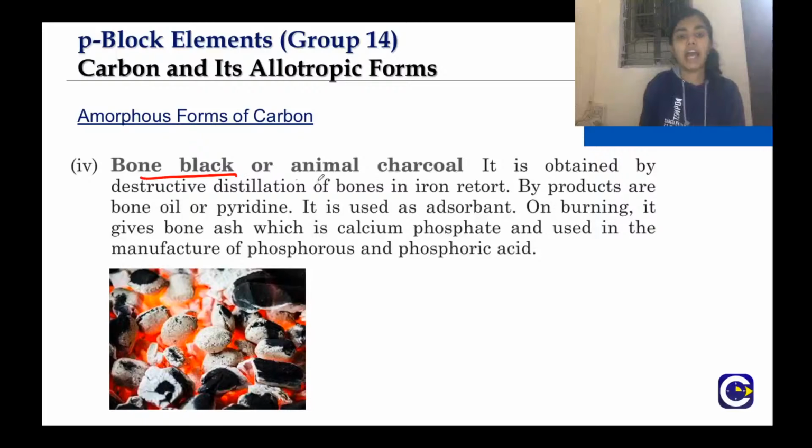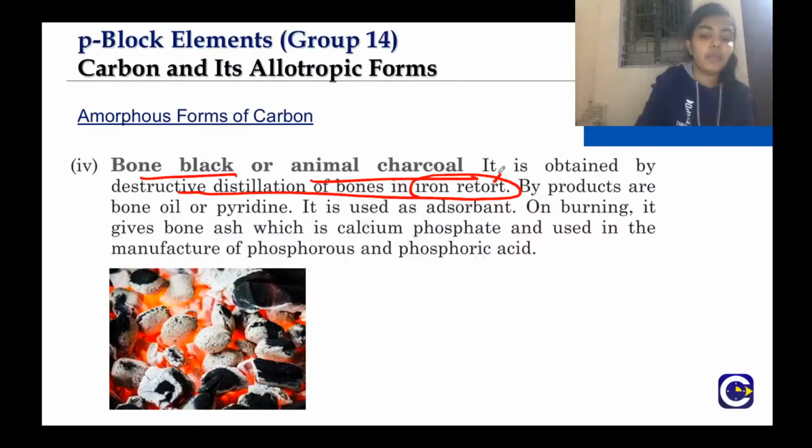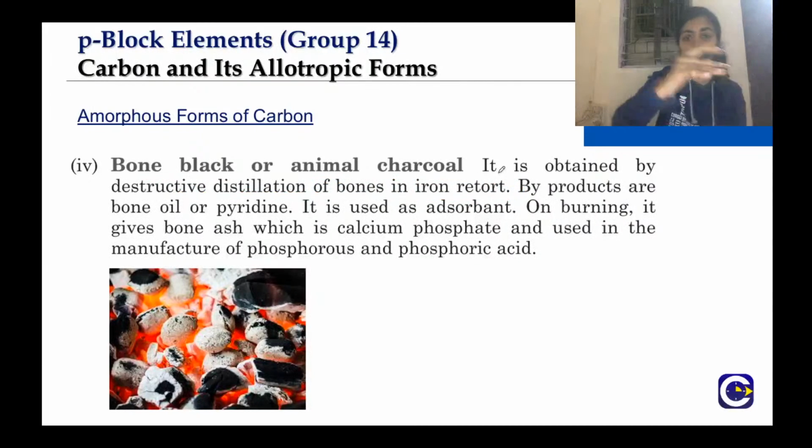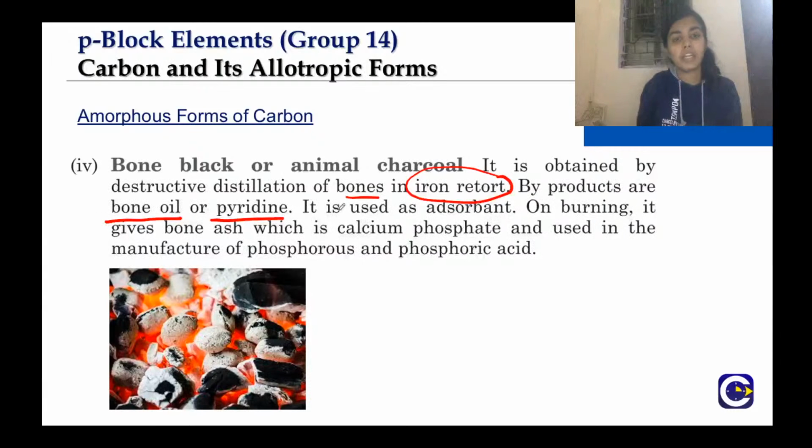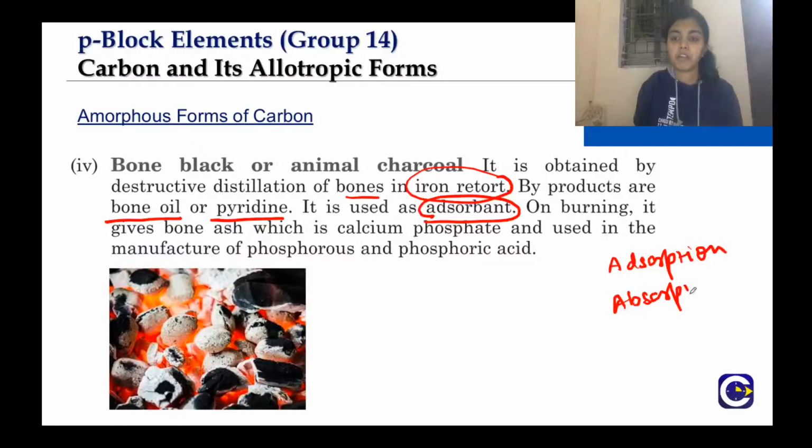Now, next is bone black or animal charcoal. It is obtained by destructive distillation of bones in an iron retort, right? So when destructive distillation of bones is carried out in an iron retort, the products that are obtained are bone oil or pyridine. It is also used as an adsorbent. See, one is absorbent and one is adsorbent. As I have explained, I guess in the previous session also, what is the difference between adsorption and absorption? Adsorption is when molecules sit on the surface only, and absorption is when they go into the bulk also, right?